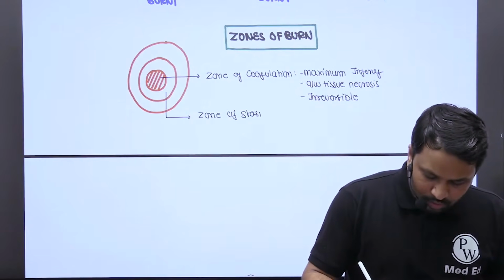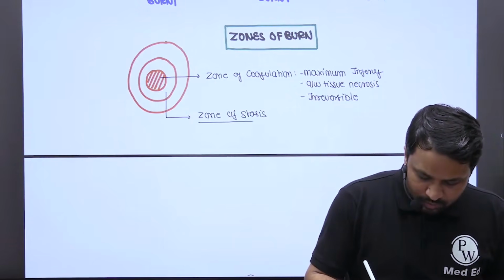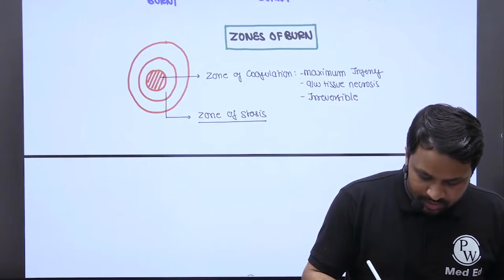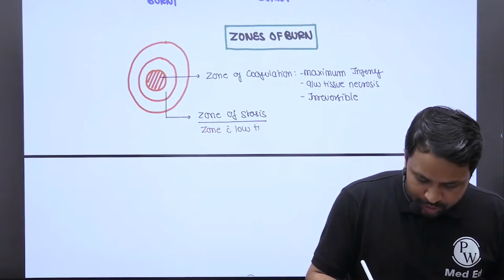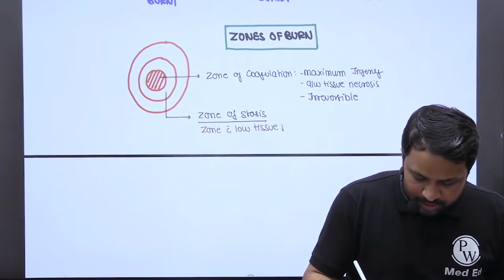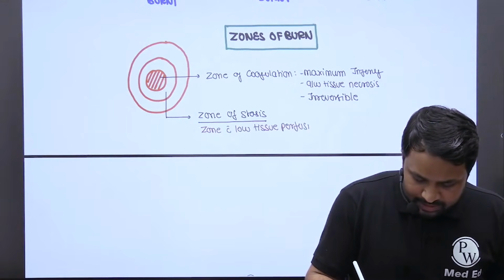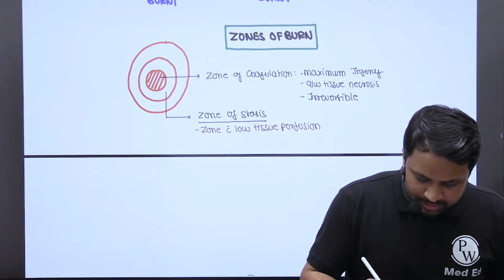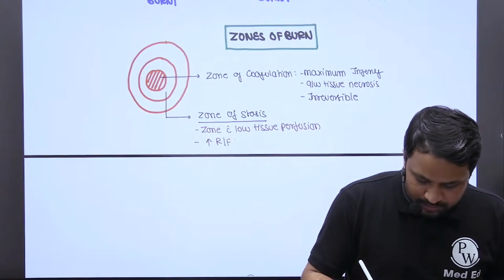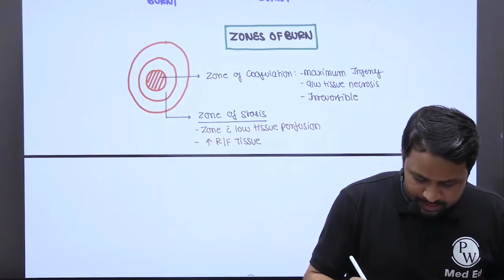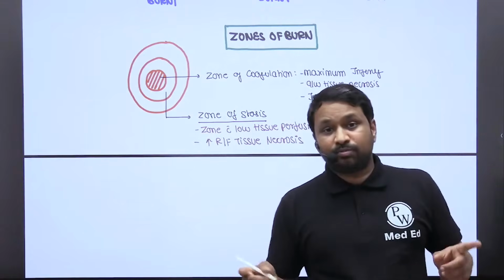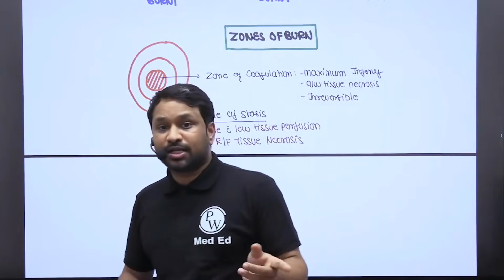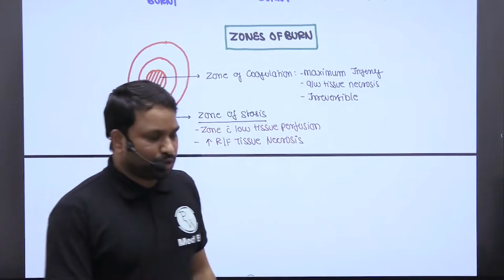This zone of stasis is basically a zone with low tissue perfusion. Because there is lesser tissue perfusion here, this is going to be associated with an increased risk for tissue necrosis. It is not necrosed yet, but it has a higher chance of getting into tissue necrosis.